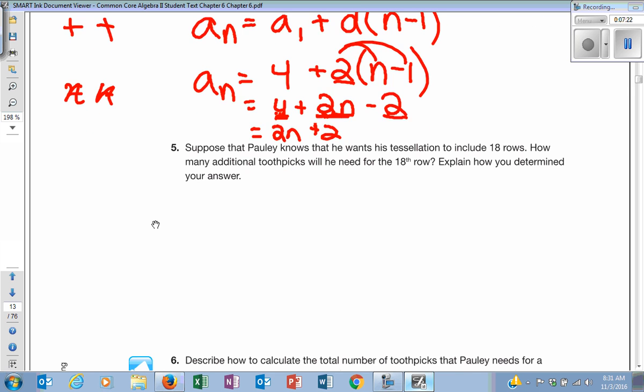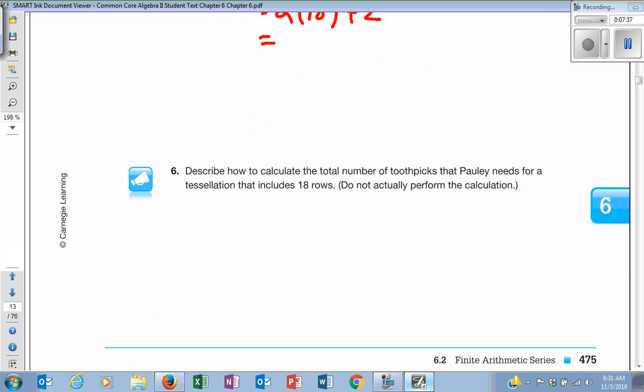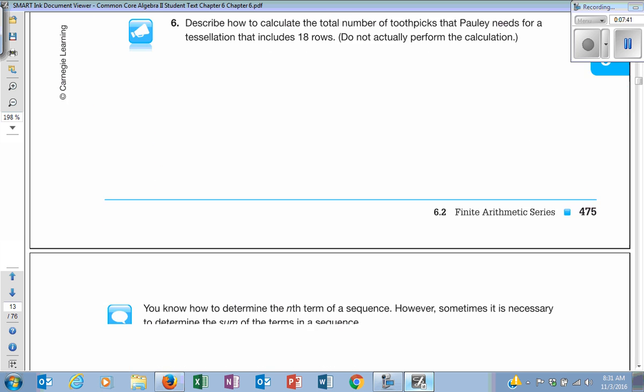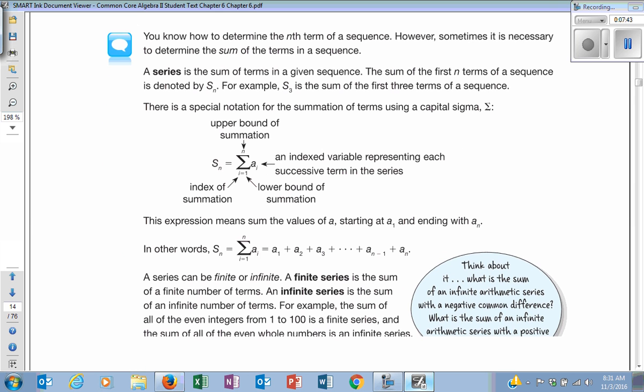So what is going to go in for my n? So all I'm going to do is go 2 times 18 plus 2. Finish that for homework. I know that's going to take you so long. Please don't finish it now. I know it would be way too hard.